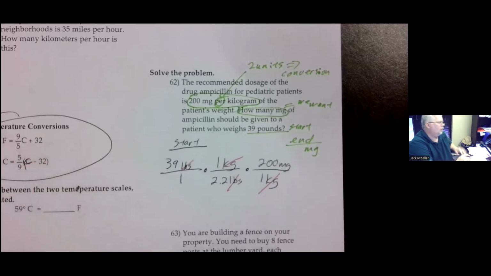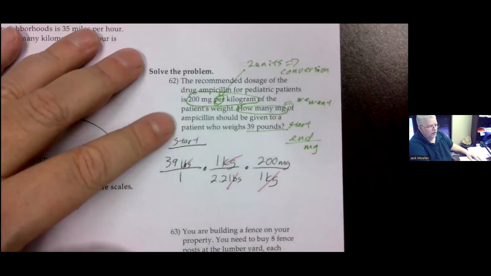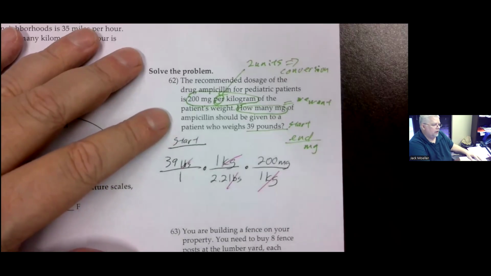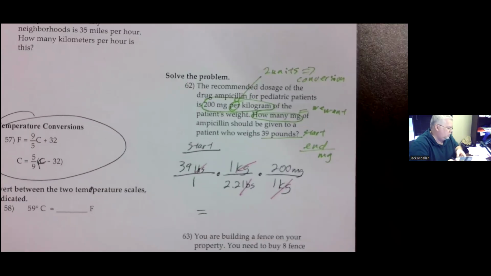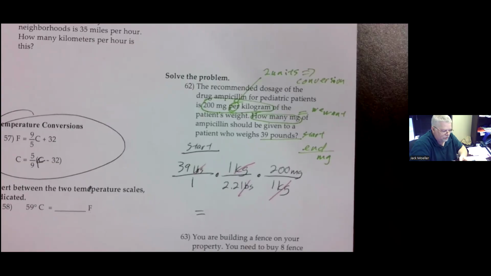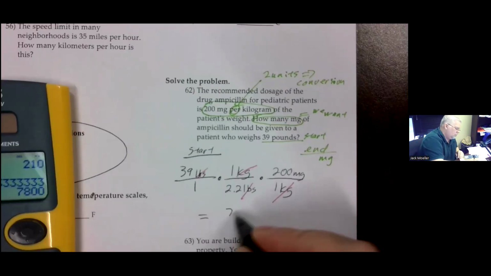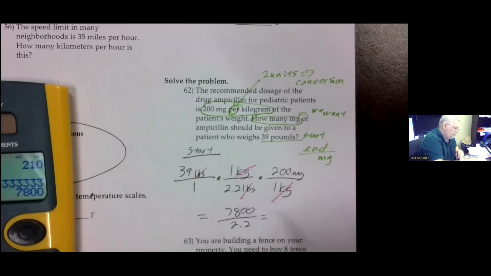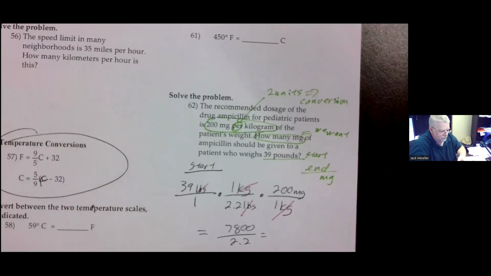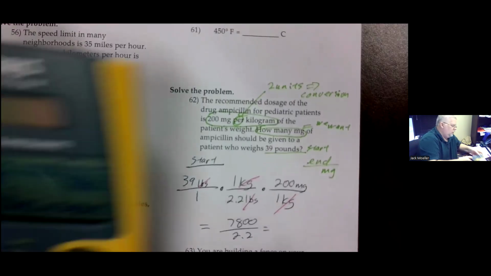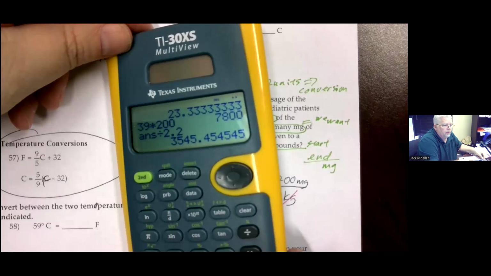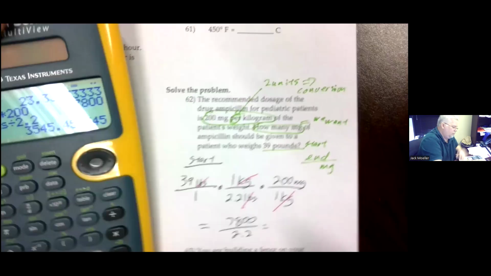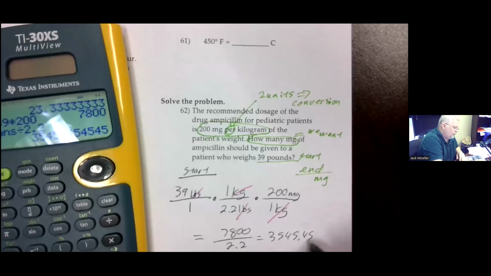Again, for our problems, I don't think we have any actual drug dosage calculations in the homework, but for those of you in allied health, you're going to see problems like this. I got this problem directly from helping one of the nursing students. Okay, so now you multiply everything on top. So 39 times 200, 7,800 over 2.2. Now we divide. This is 0.4545, so I'm going to round to the nearest hundredth, so that'd be 0.45, so 3,545.45.